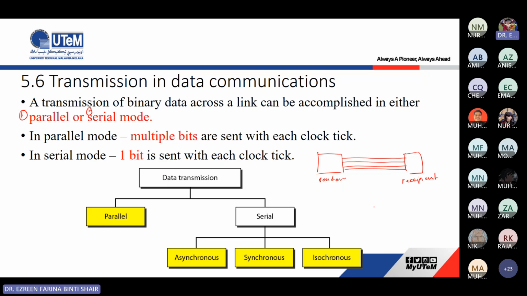Compared to that, for the serial mode, you have the sender and the recipient, and you can only send one bit at a time. So this is the difference between the parallel mode and the serial mode. For the serial mode, we can further divide into three: asynchronous, synchronous, and isochronous.